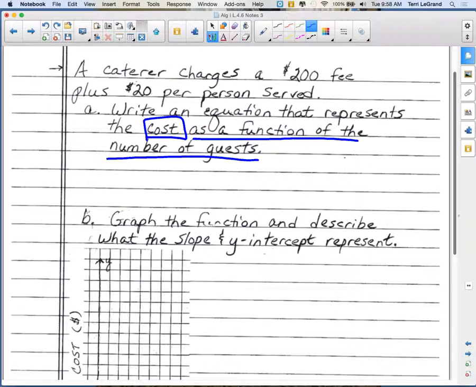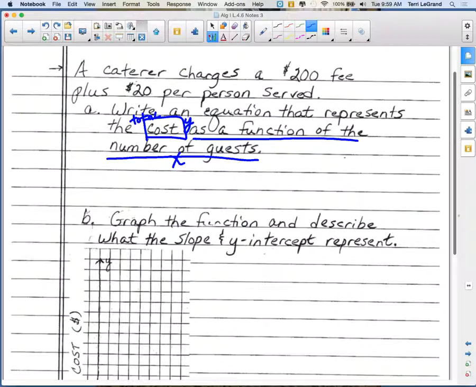So now that we've decided that the number of guests is the controlling one, the independent, would that be our x or our y? It's the x. So the number of guests is our x value, and the total cost is going to be our y value. Y is a function of x. It is dependent upon what happens with x.